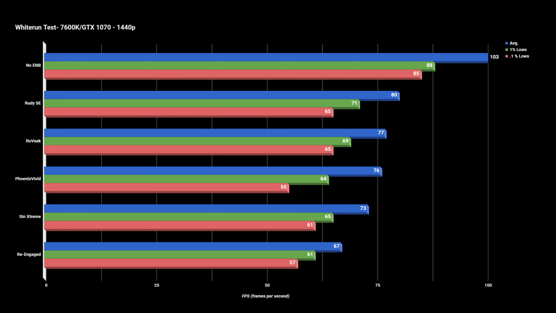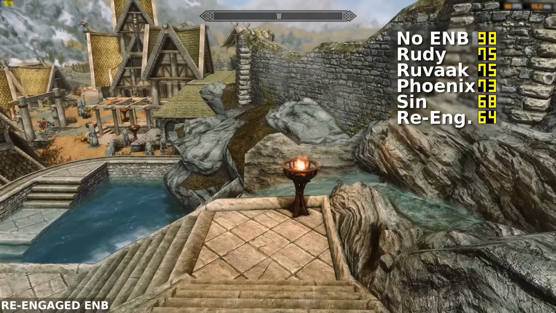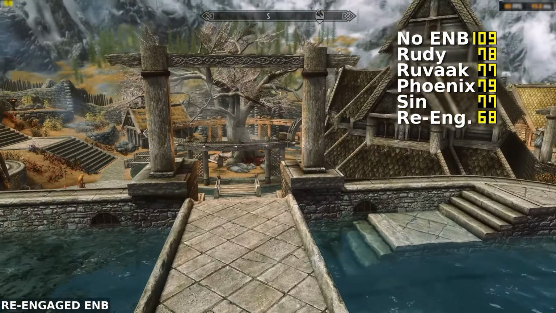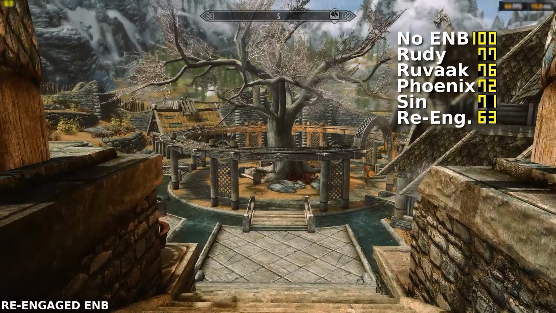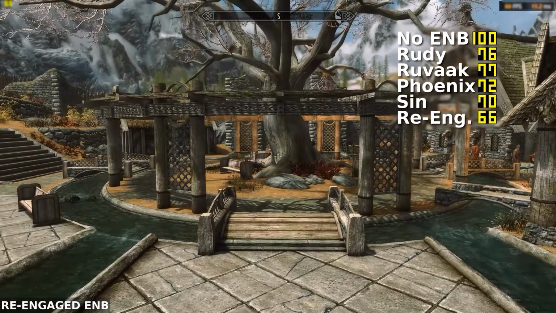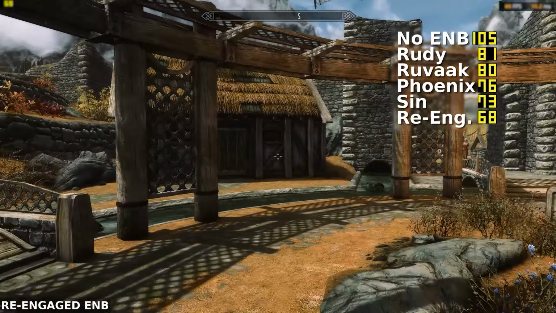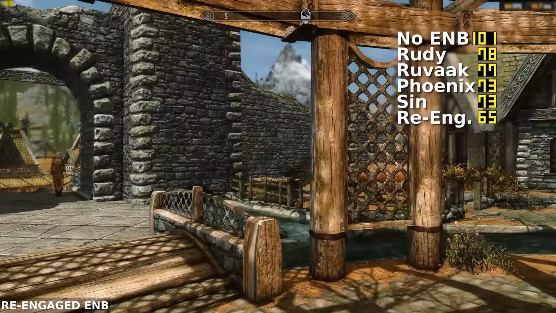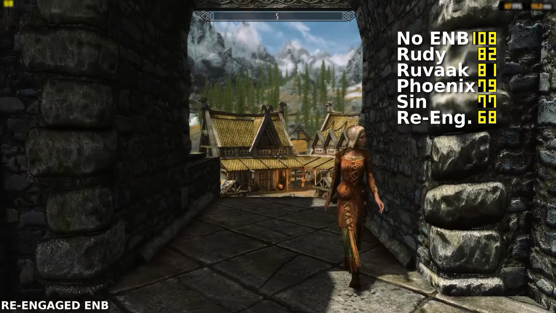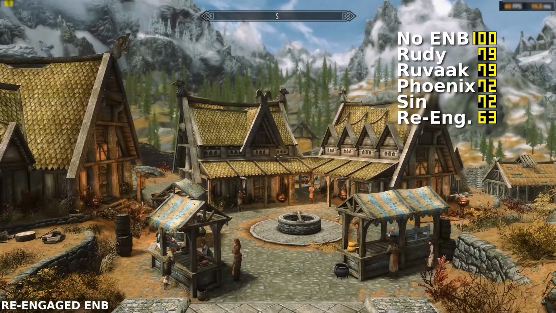And last up, we've got the Whiterun test, which, at least back in the regular version of Skyrim, was a terrible spot because of CPU-bound frame stuttering. However, even with a range of 22 to 35% FPS loss, all presets managed averages over 60 FPS, and most actually have 1% and 0.1% lows over 60 as well, creating an incredibly smooth image. Again, just like before, Phoenix dips on the lows and Re-engaged can't quite keep its lows above 60, but overall, the performance loss isn't terrible.